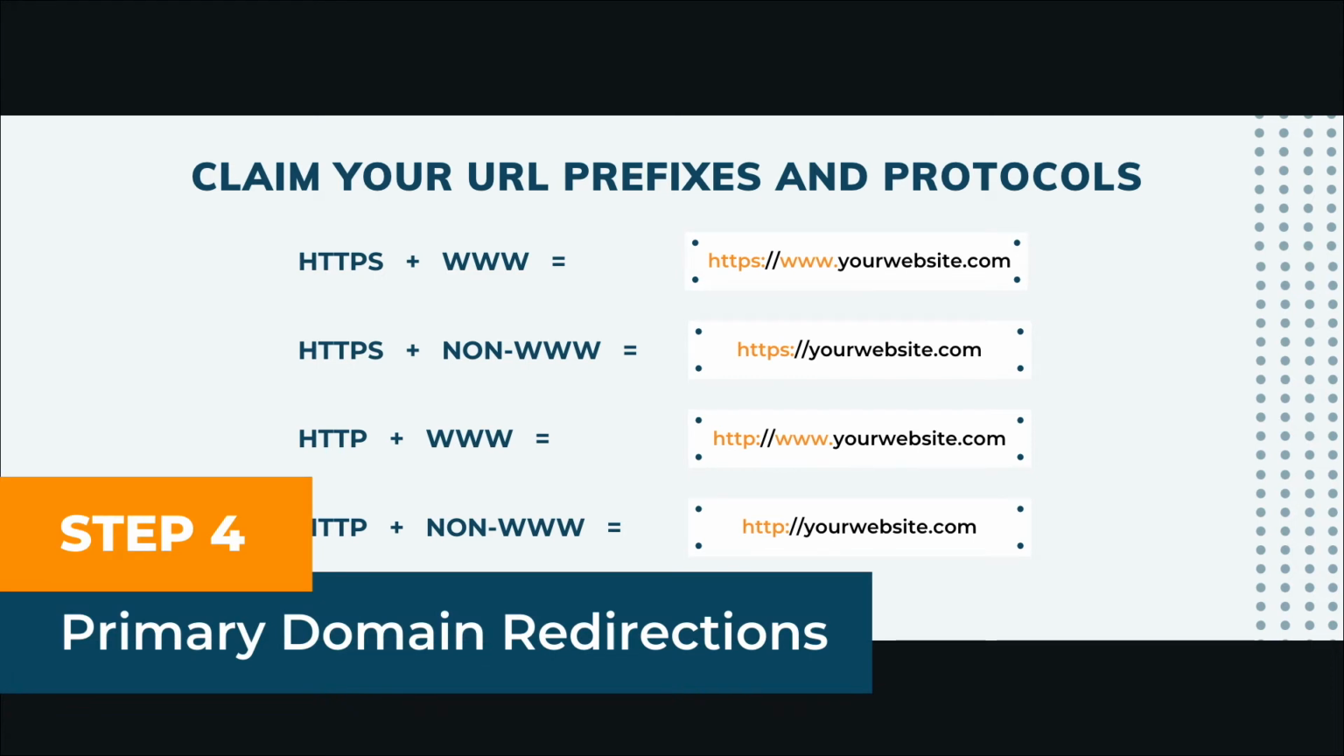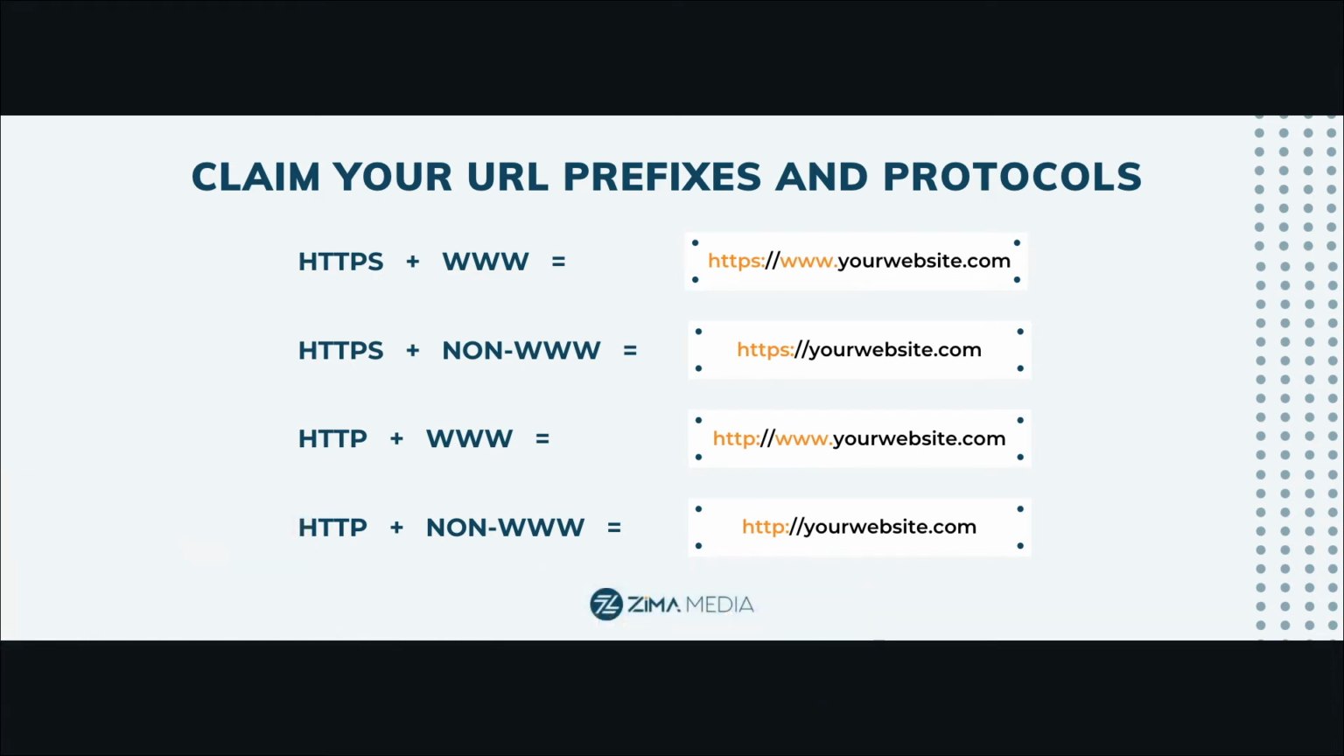Step 4, primary domain redirections. Remember that your website has 4 possible domain versions, and they are as follows: HTTPS plus www, HTTPS plus non-www, HTTP plus www, HTTP plus non-www. If you have HTTPS protocol installed correctly, then the secure website should be your primary domain. Whether it's a www or non-www is up to you. To check the redirections, simply write out all options on your web browser. If the 3 non-primary ones redirect to the primary domain, you're good to go.